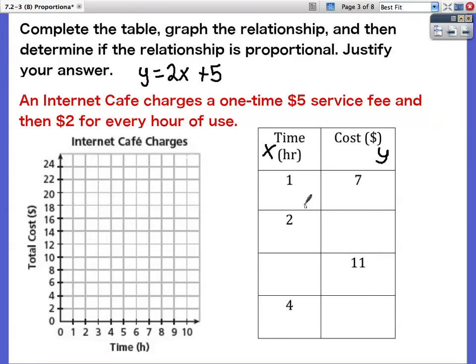Okay, so at time 1 hour it cost me $7. That makes sense. 1 times 2 is 2 plus 5 is 7. But 2, if I plugged in 2 for this X, it would be 2 times 2, which is 4, plus 5 is 9. So I can write that here.